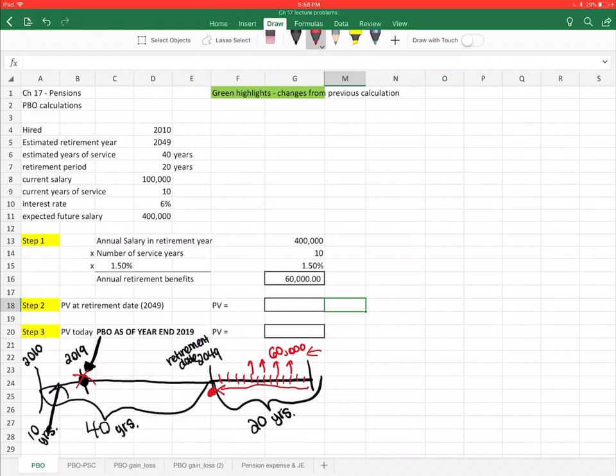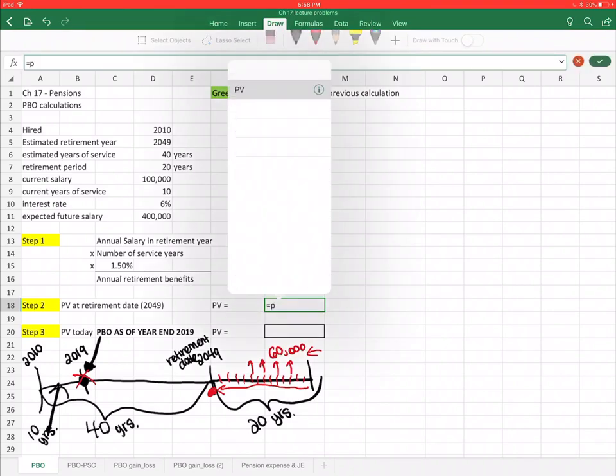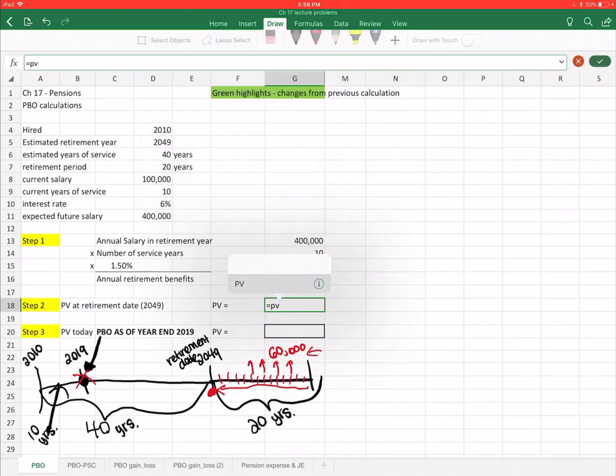And this is where what we went through in chapters 14 and 15 is going to come in handy. We're simply going to use the equals PV formula like we did with bonds, like we did with leases. So again, what we're trying to figure out is what is the present value of those $60,000 annual payments for the 20-year period that she's going to get them. What's the present value of those? So equals PV. If I click on the little link, it says, what's my rate? Given to us in the problem, 6%.